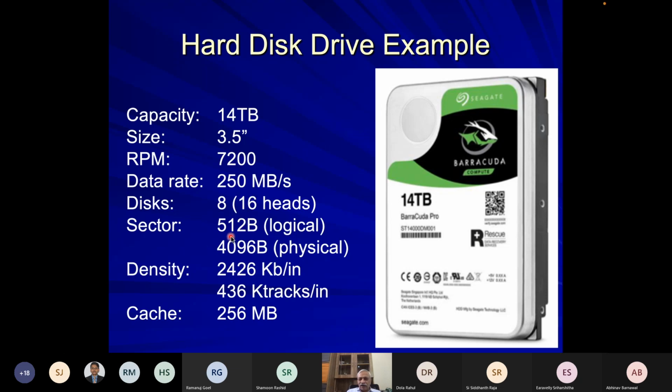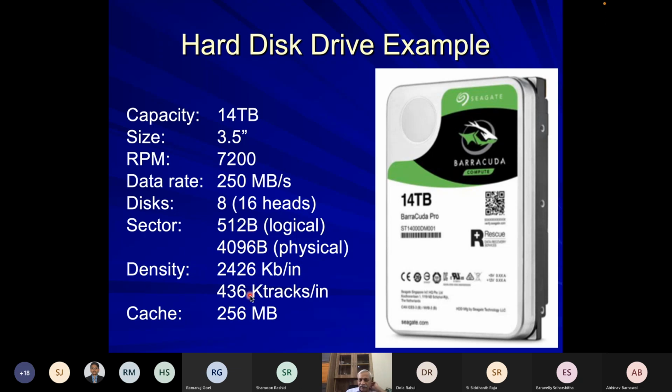And the information is organized in terms of tracks which are circular, and on each track there are sectors. So there are what are called physical sectors and logical sectors. Physical sectors are physically separate regions on the track, and within each physical sector there is a logical division into much smaller sectors.